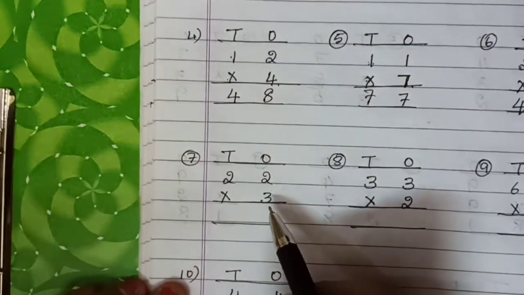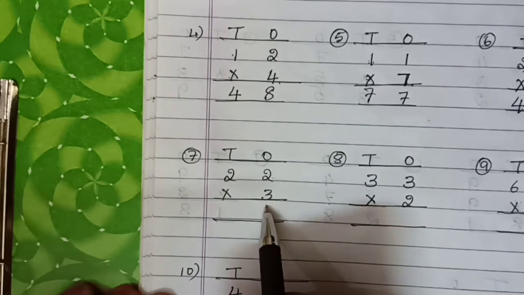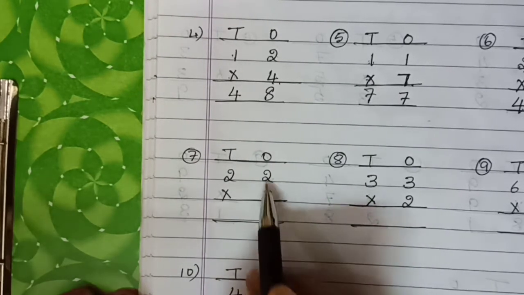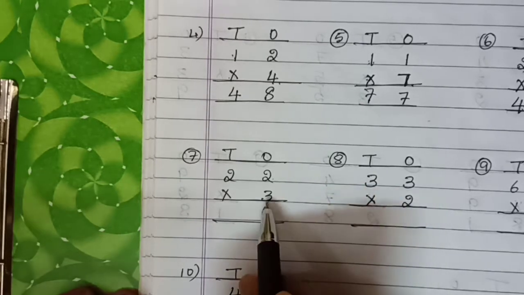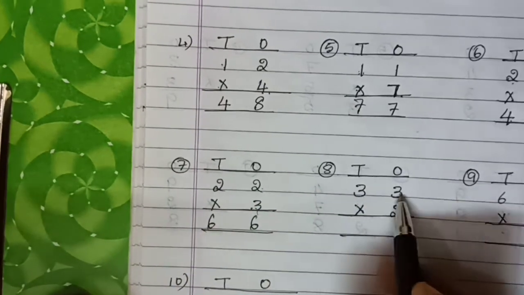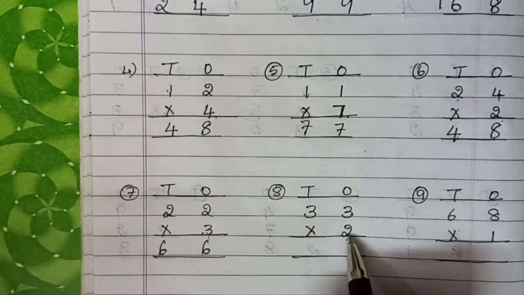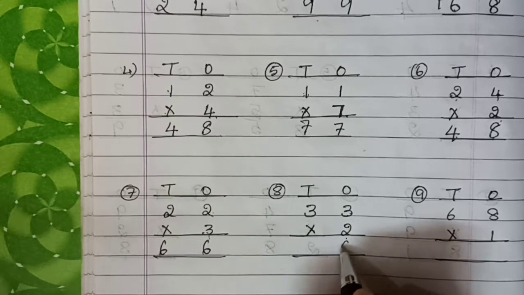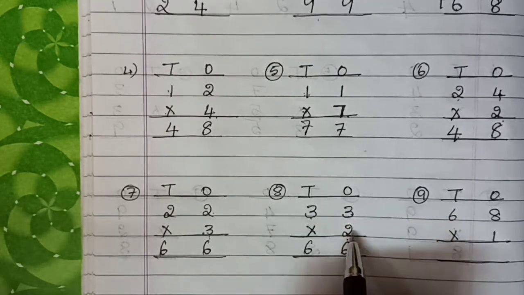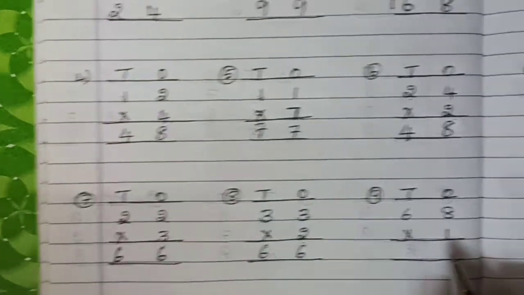Next problem is 22 into 3. Now you should say the table of 3. 3 twos are how much? 6. Again 3 twos are 6. Here 33 into 2. Now you should solve. 2 threes are 6. Again 3 is there, 2 threes are 6.